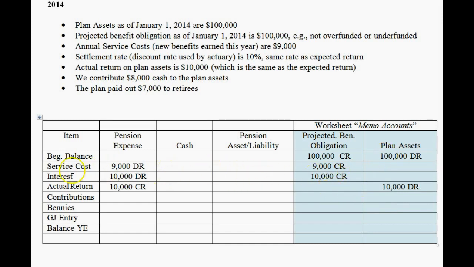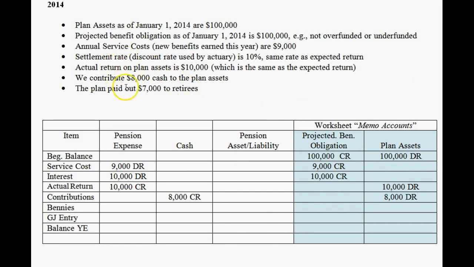We'll always track actual return, and what will happen, of course, over time is sometimes it'll be more and sometimes it'll be less. That more or less will get captured in other comprehensive income, and we'll be okay with that until it gets beyond what we call the corridor. If it gets too high or too low, then we'll amortize it. But that's a topic for another video on another day.